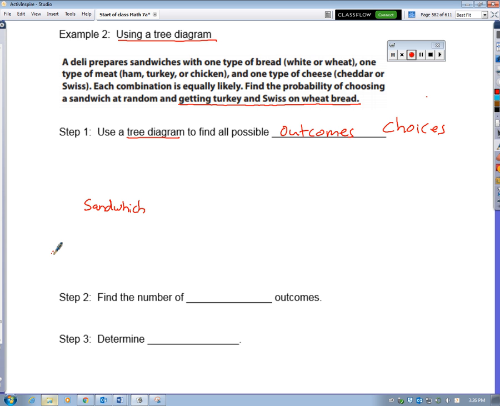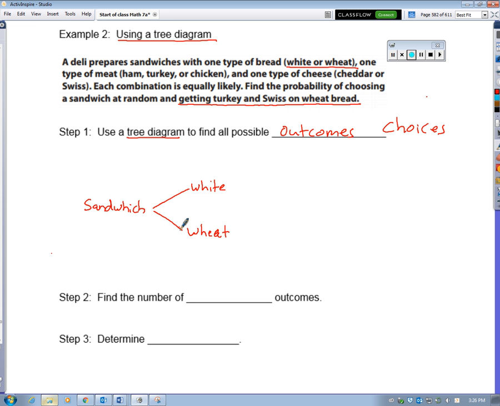Alright, so we have a sandwich, and then we're going to break this sandwich into a tree diagram. My first choice is white or wheat. I'm going to break this into 2 separate things. So I'm starting with the sandwich, and I could go with white bread, or I could go with wheat bread.